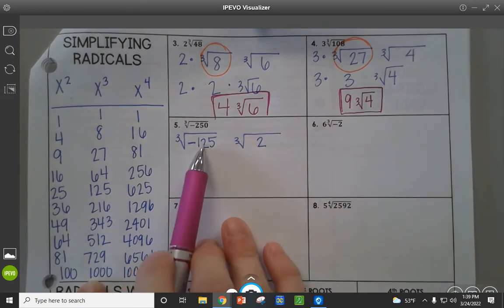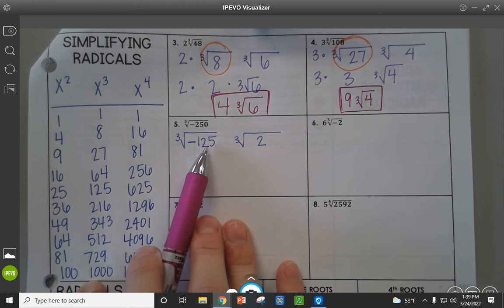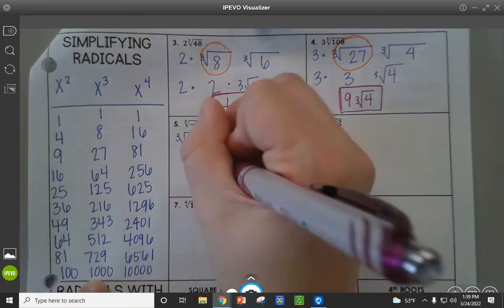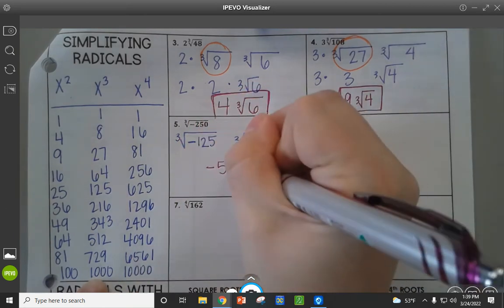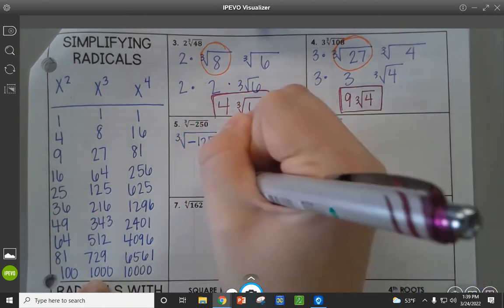What is the cube root of negative 125? Negative 5. And we're left with cube root of 2.